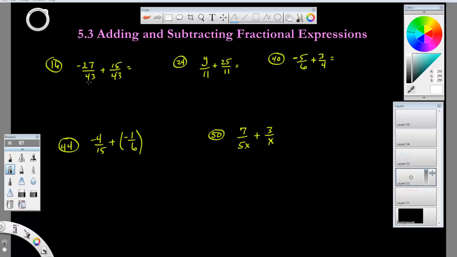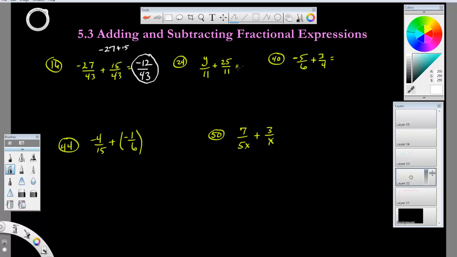Here we have, on number 16, common denominators already, right? I mean, don't expect to see this too much. But if you have common denominators already, of course, when you add, the bottom stays the same, and the tops just get added or subtracted. So this just becomes negative 27 plus 15, which is going to be negative 12. So negative 12 over 43.